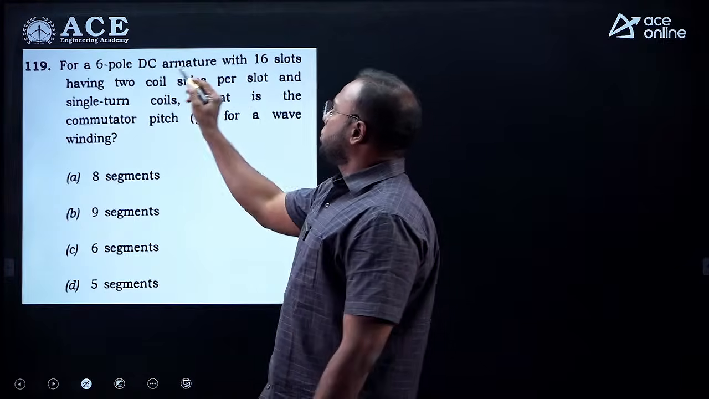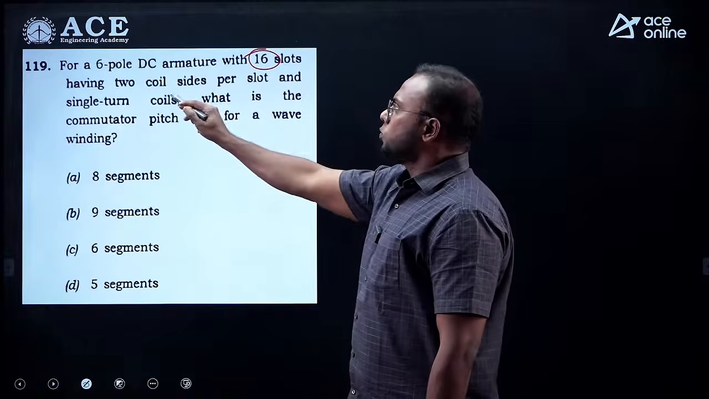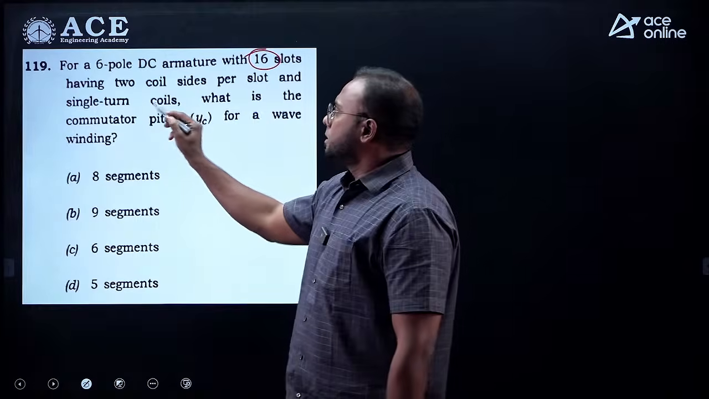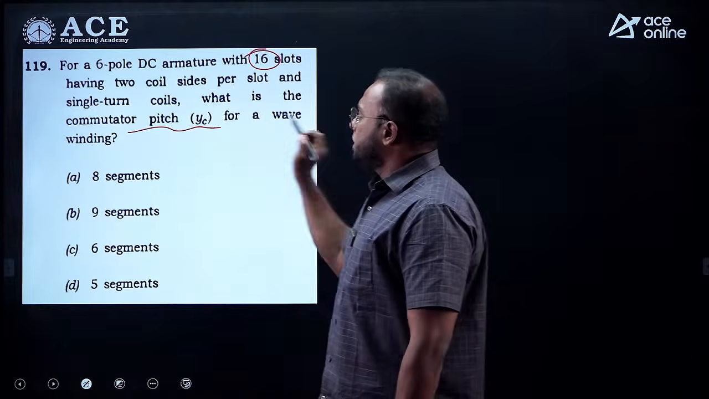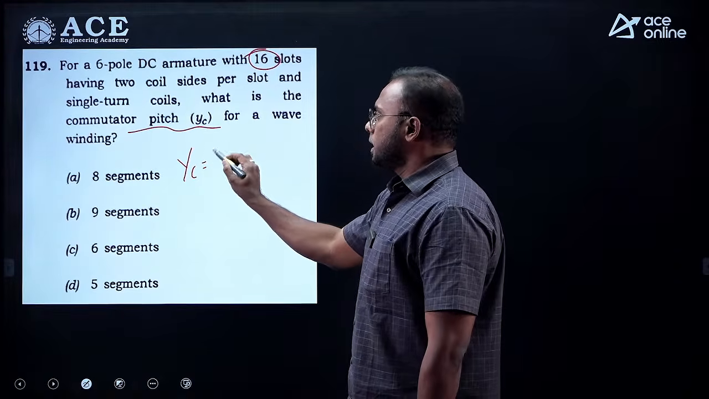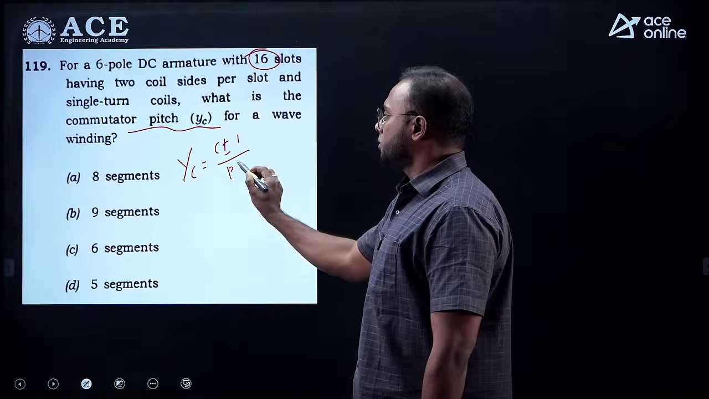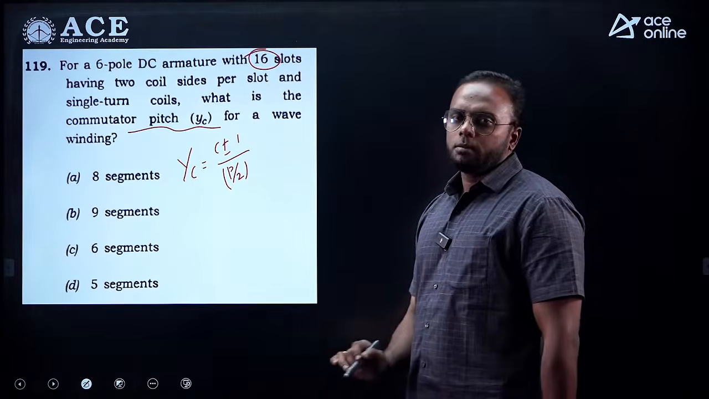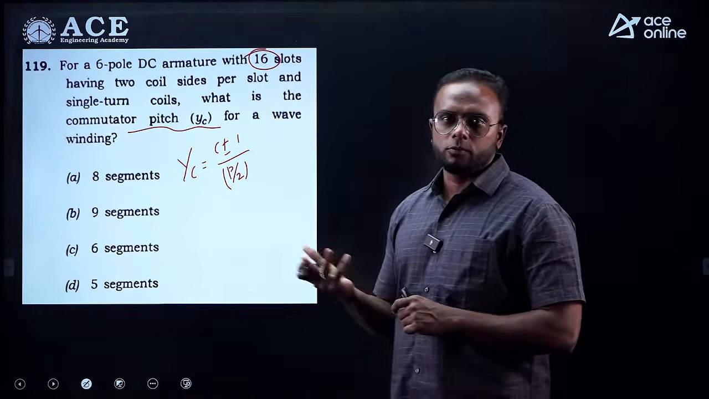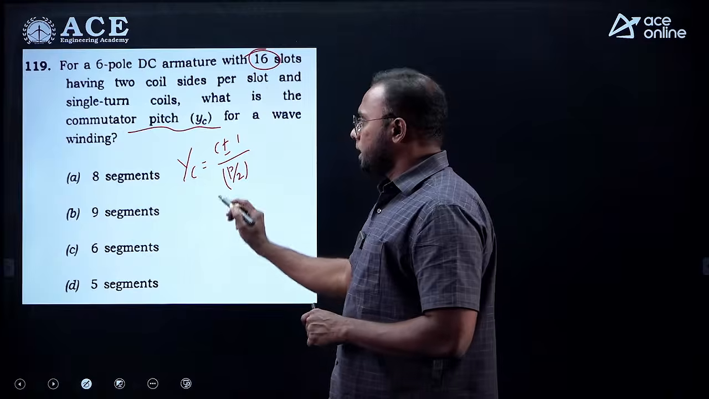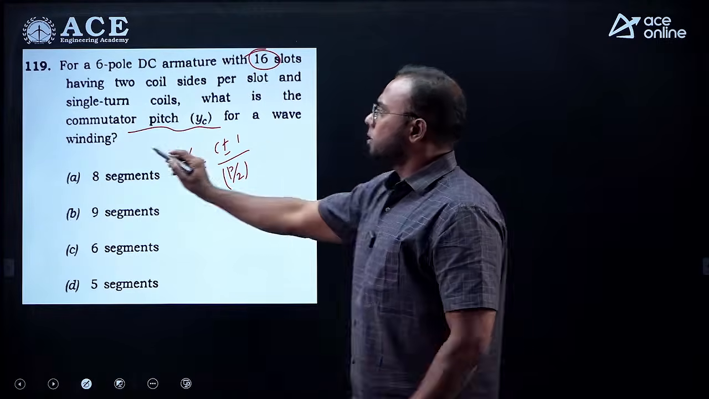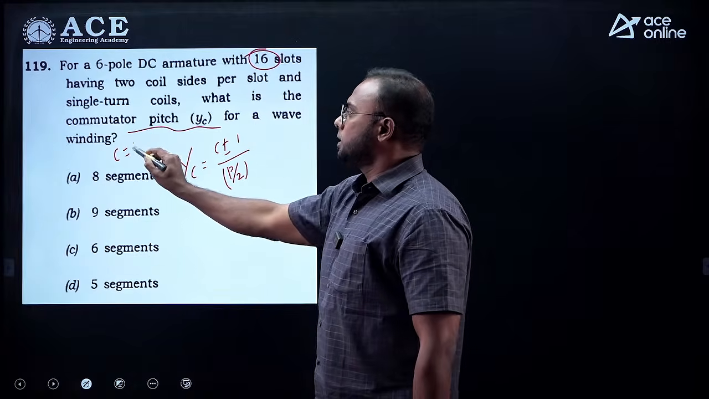Next, for a 6-pole DC machine with 16 slots having 2 coil sides per slot, 2 coil sides is nothing but double layer winding, and what is the commutator pitch for the wave winding they are asking. There is one formula for commutator pitch, which is C plus or minus 1 divided by pair of poles, P by 2. Now for lap winding it is directly plus or minus 1 for simplex connection, and for duplex we take plus or minus 2. For wave winding, first of all, C is coils here. How many coils will be there for double layer? Number of coils for double layer is number of slots, which is 16.